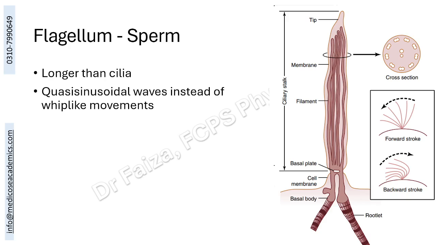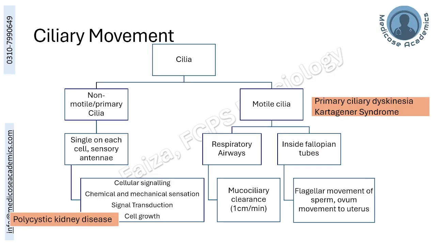Now, resembling this is the cellular locomotion of the flagellum, for example, that exhibited by the sperm. Flagella are much larger than cilia, and instead of a quick whip-like action, they show quasi-sinusoidal waves because of their larger size, and they have a similar microtubular and axonemal arrangement as that of cilia inside.